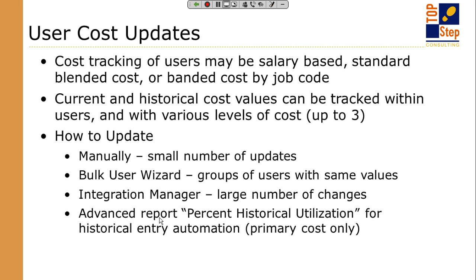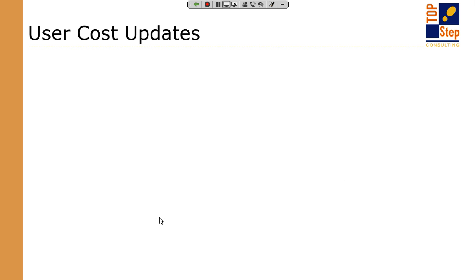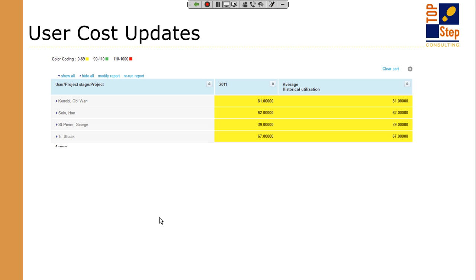However, this user cost feature also has a unique attachment to an advanced report called % Historical Utilization. It only works on the primary cost level, so if you're using one level of cost, it'll work for you. If you're using 3 levels of cost, just to be aware, it only works on the first level. And how it works is, in the advanced reports functionality, you can run a % historical utilization for a defined period. In this example, I've run a historical utilization for the year 2011.